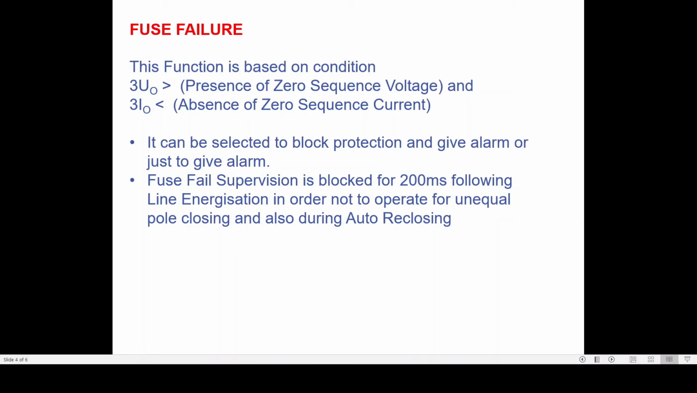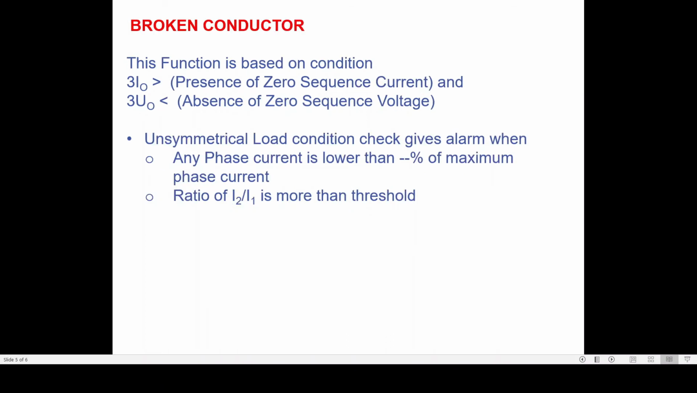So when you are closing your circuit breaker, suppose the first pole closes but the second pole closes after some time delay. In between that time delay of, suppose, 5 millisecond or 10 millisecond, the relay will see a zero sequence voltage and it might detect it as a fuse failure and issue a distance protection blocking command. So to accommodate this unequal pole closing during line energization, fuse failure supervision is blocked for 200 milliseconds following every line energization. Now the next ancillary function is broken conductor.